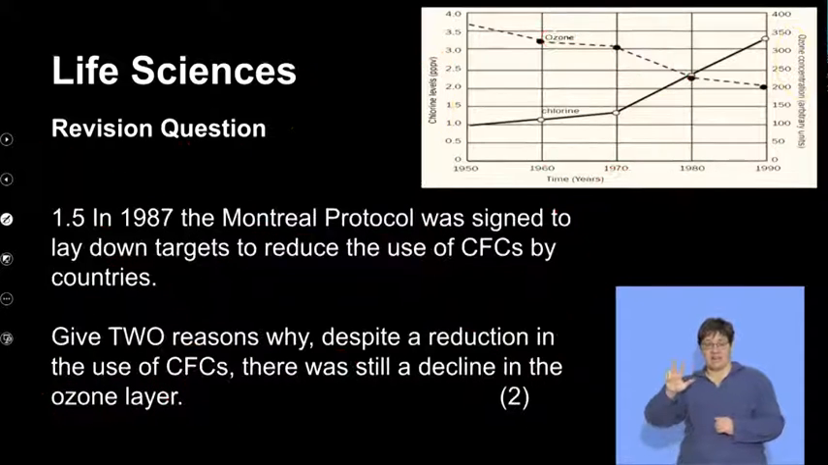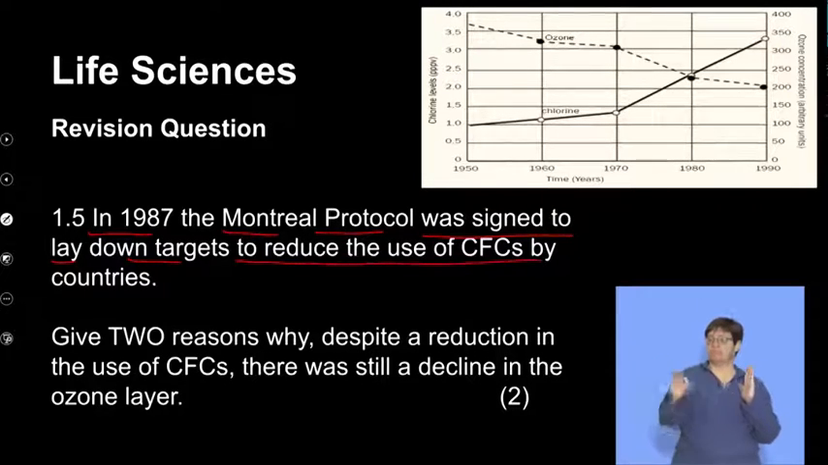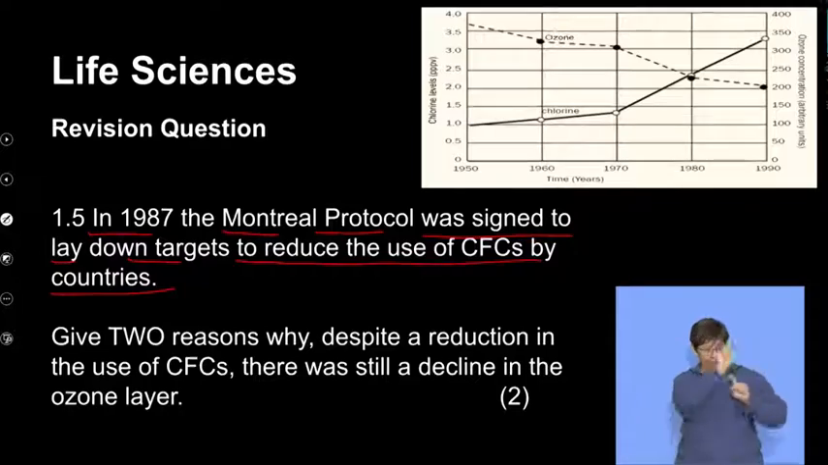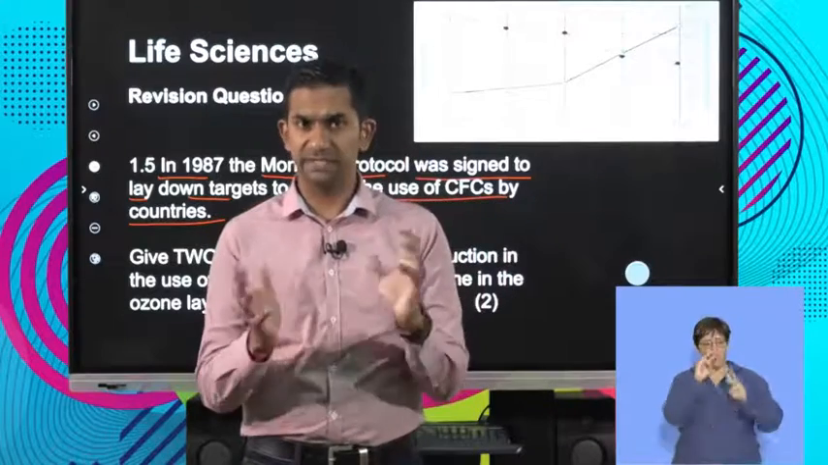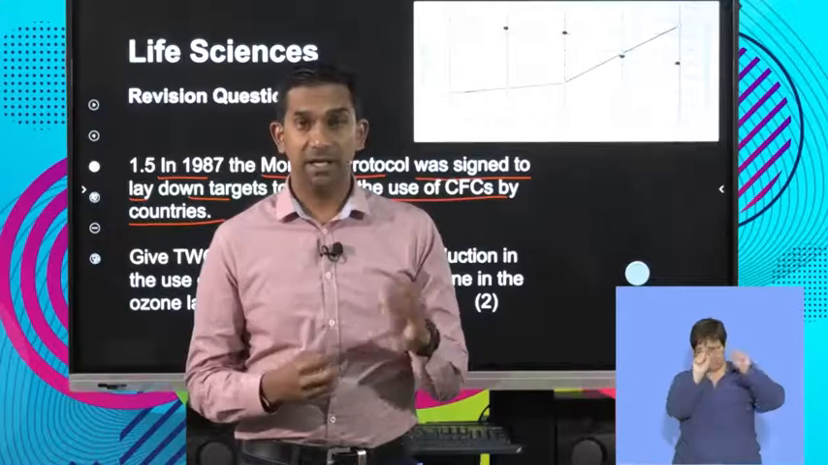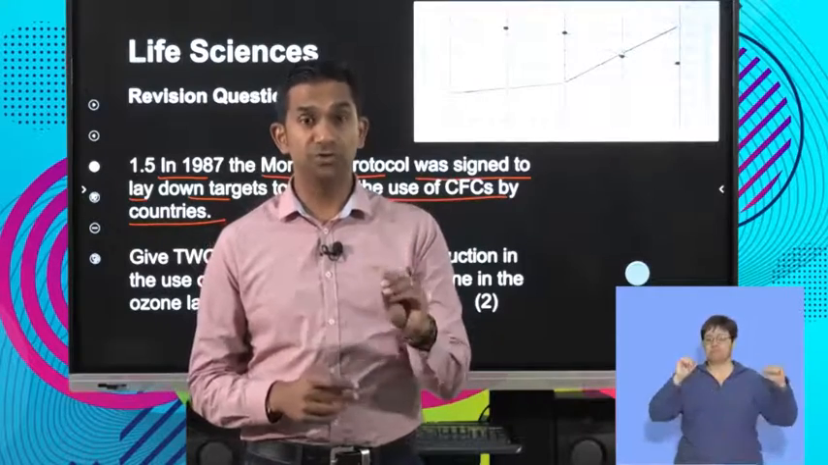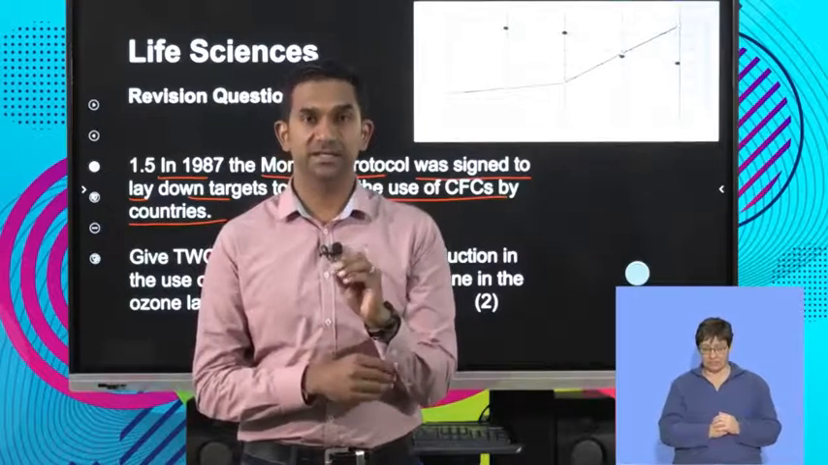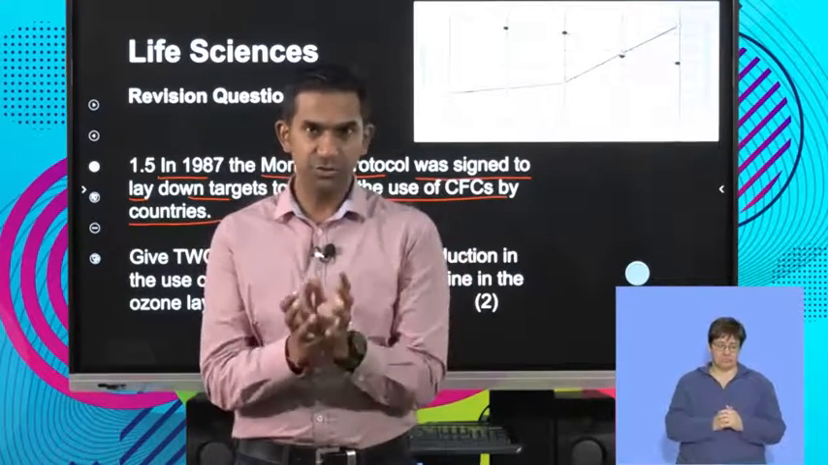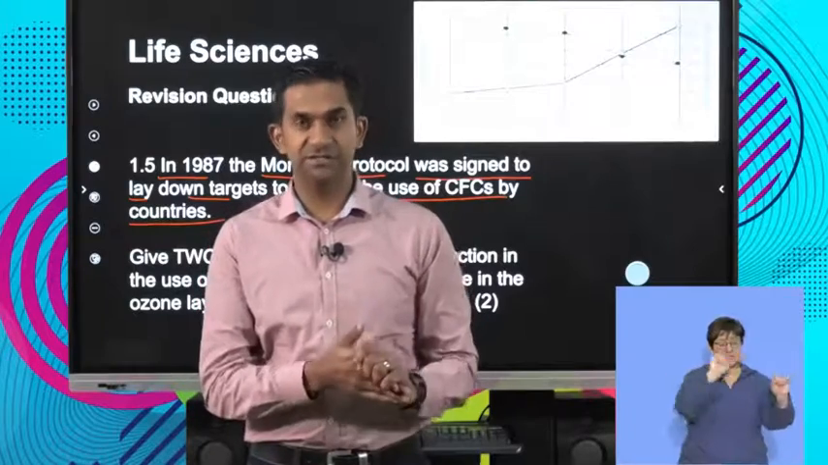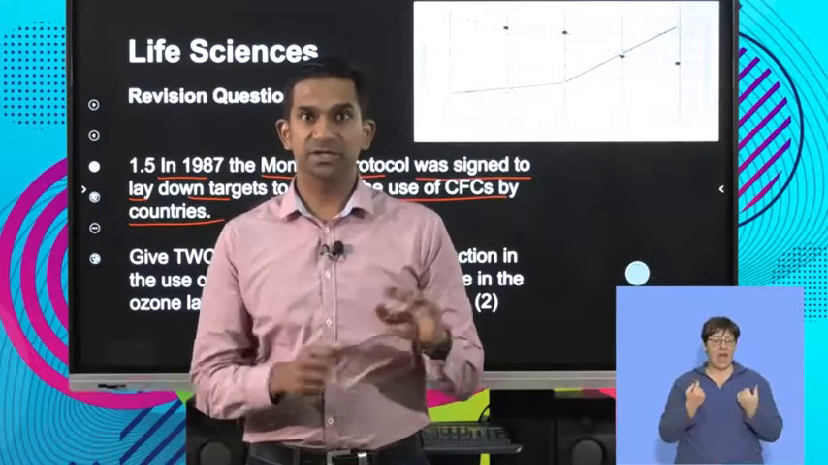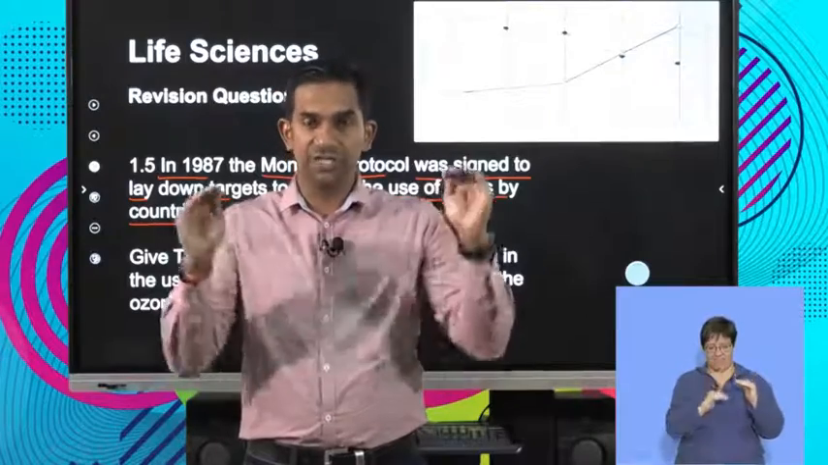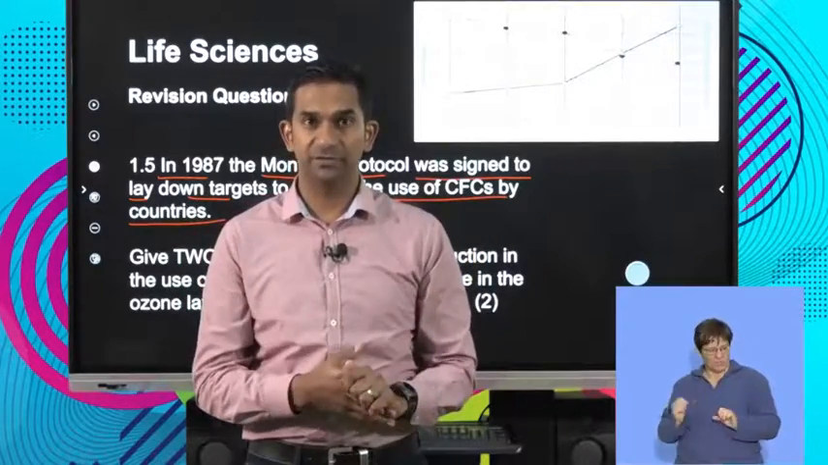Let's move on to the next question. In 1987, the Montreal Protocol was signed to lay down targets to reduce the use of CFCs by countries. And so this was a standard world agreement between several countries that they would undertake a necessary conscious approach to reducing their global emissions or the emissions of CFCs and other gases. And the idea was that if each country had reduced their production of CFCs and other greenhouse gases, this would collectively, as a world collective, reduce the impact that humans as one would have on the environment.